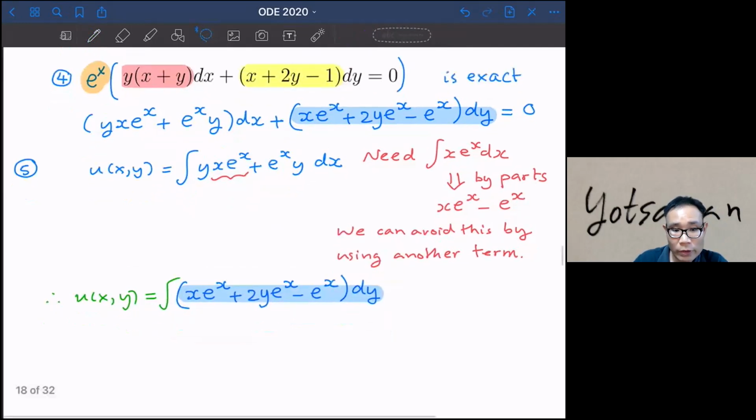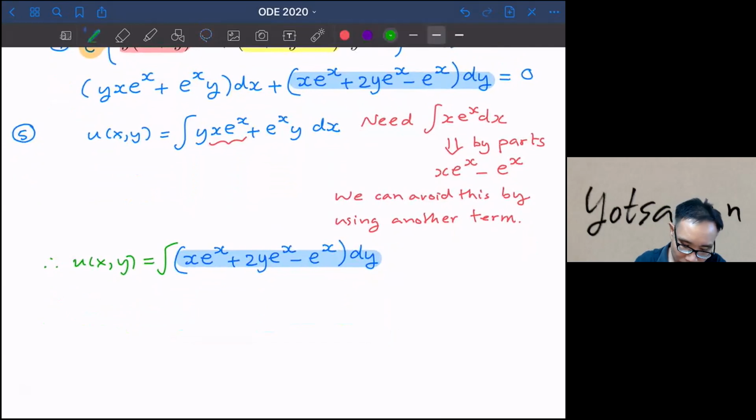If you integrate this one, it seems longer, however, it can be done. When you are integrating with respect to y, this term turns out to be just a constant and there's no need to use by parts. So it's going to be just x e to the x times y. Very simple. And you integrate 2y, so it's going to be 2y squared over 2 times e to the x. And you integrate e to the x dy, so it's going to be e to the x y.